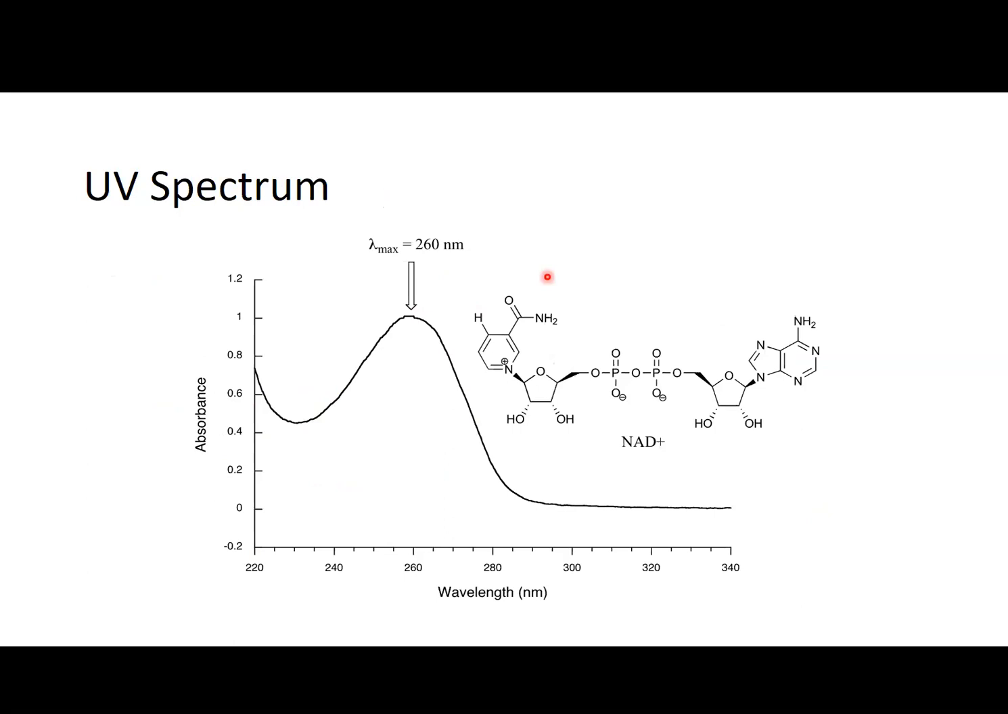This is NAD oxidized, and one of the things you can see is there are a lot of double bonds in this molecule. We haven't learned much about double bonds or how they work, but having a lot of double bonds in a molecule increases the amount of light that it absorbs, especially in the ultraviolet.